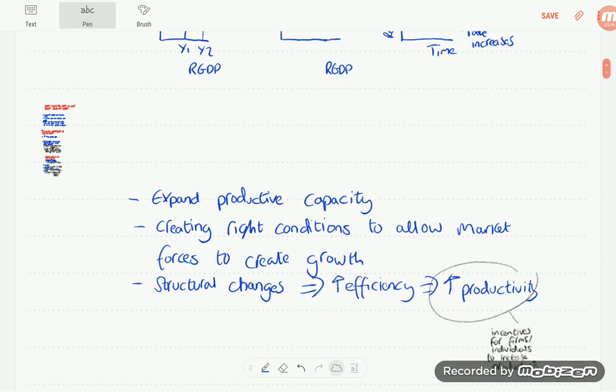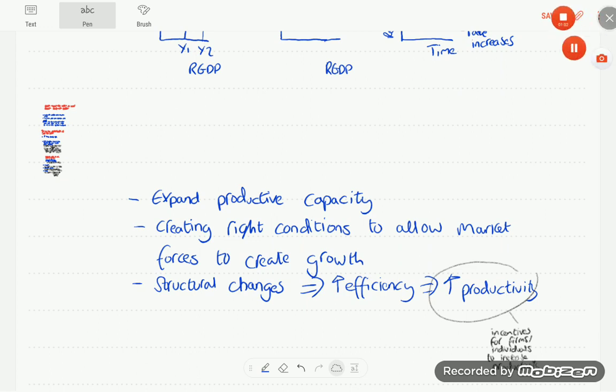Supply-side policies are about the government creating the right conditions to allow market forces to create growth, as opposed to the government creating growth directly by, for example, increasing its spending. Supply-side policies involve making structural changes to the economy to allow its individual parts to work more efficiently and more productively. For example, they might do this by helping markets function more efficiently or creating incentives for firms or individuals to become more productive or more entrepreneurial.